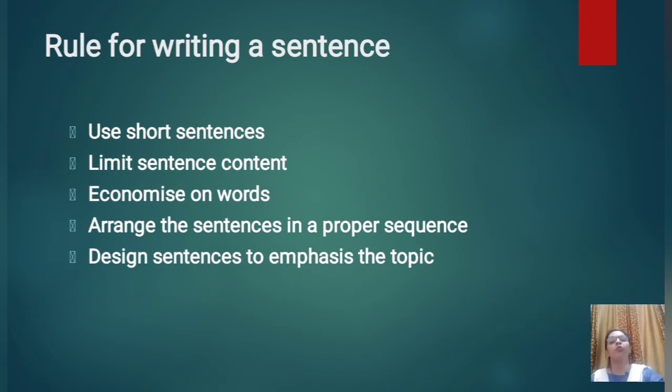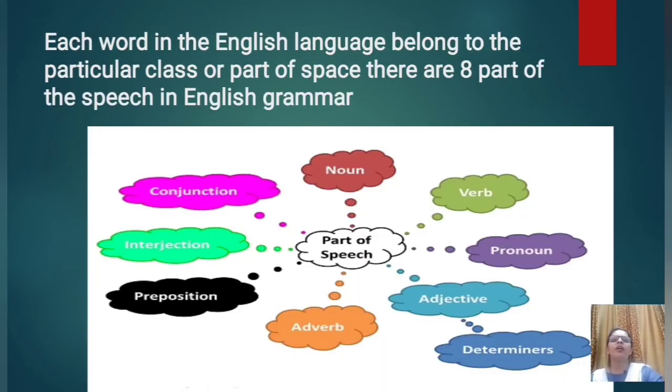Okay, now next are the rules for writing sentences. Which rules do we follow when we write sentences? First, use short sentences, limit sentence content, economize on words, arrange the sentences in the proper sequence, and design sentences to emphasize topics.